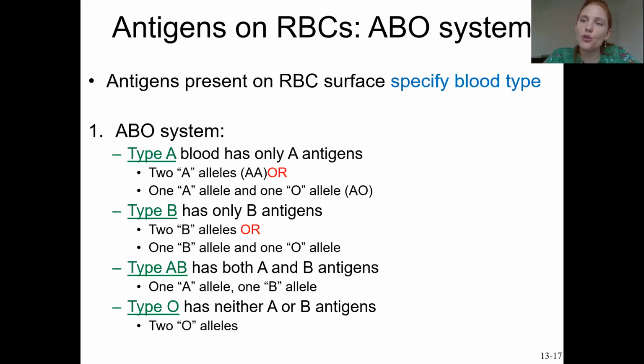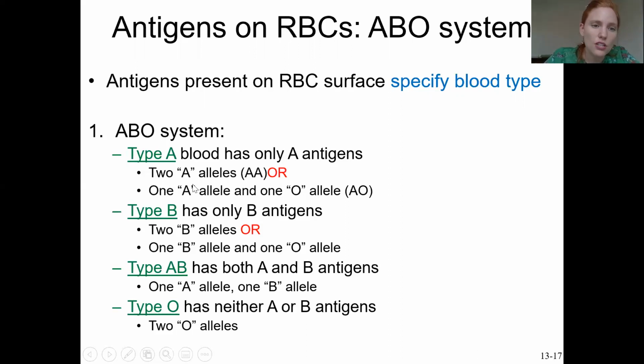So what allele combinations would give you that A antigen? There's 2 of them. The first is that one of your parents gave you an A allele, and then the other parent also gave you an A allele. So 2 A alleles. This one codes for A, that one codes for A. A plus A makes A. Okay, so that's one way that you can get type A blood with A antigens.